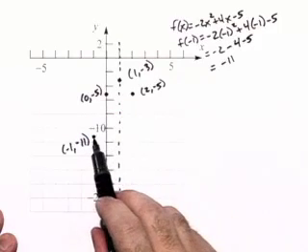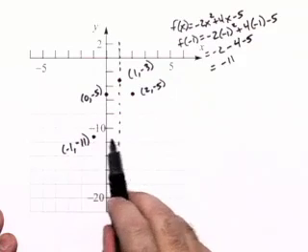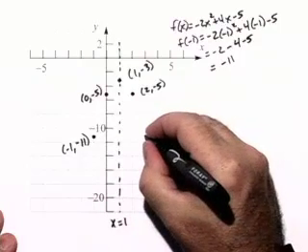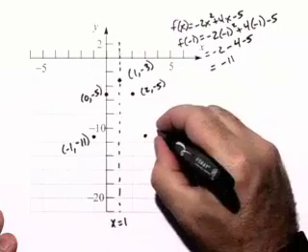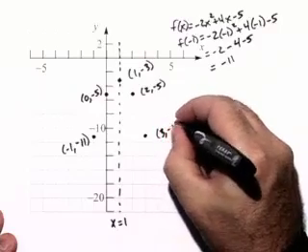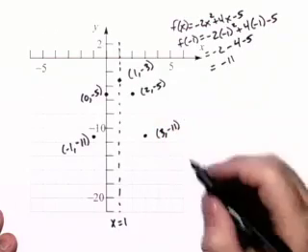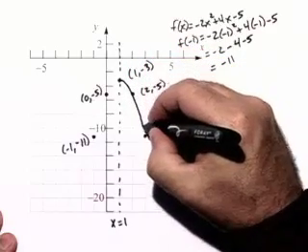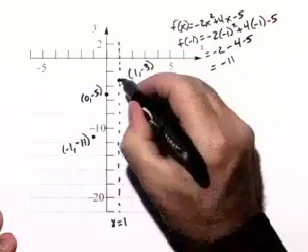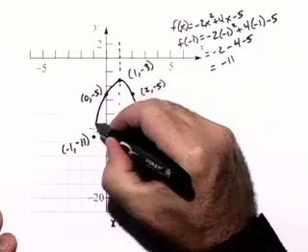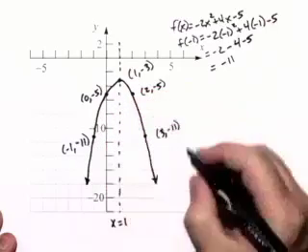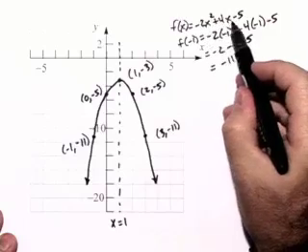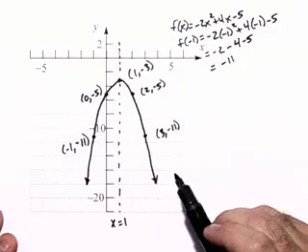Again, we'll use symmetry. This point, -1, -11, is 2 units away from our axis of symmetry. Go 2 units the other direction, and we'll get the point 3, -11 is on our graph. And here we'll connect these points with a smooth curve and extend our graph. So we'll have the graph of our function, -2x squared plus 4x minus 5.